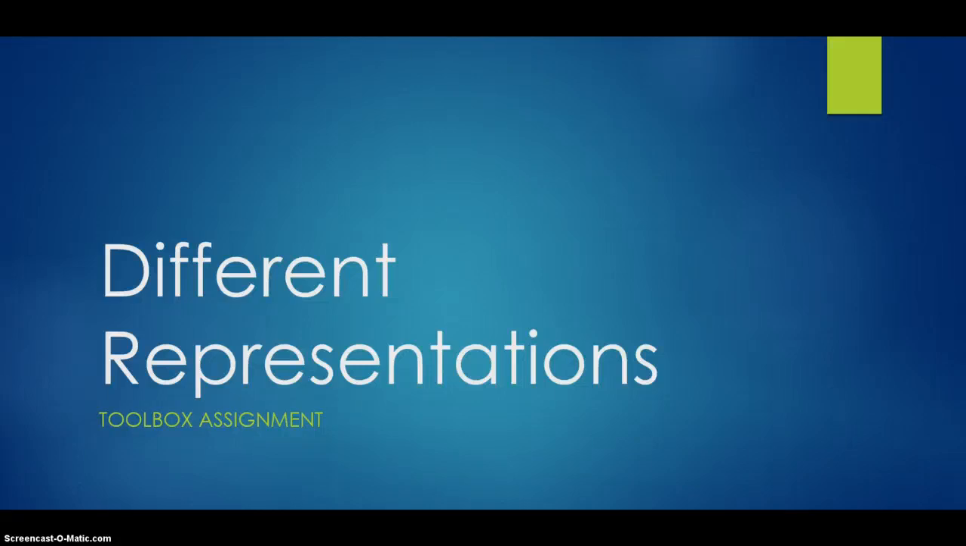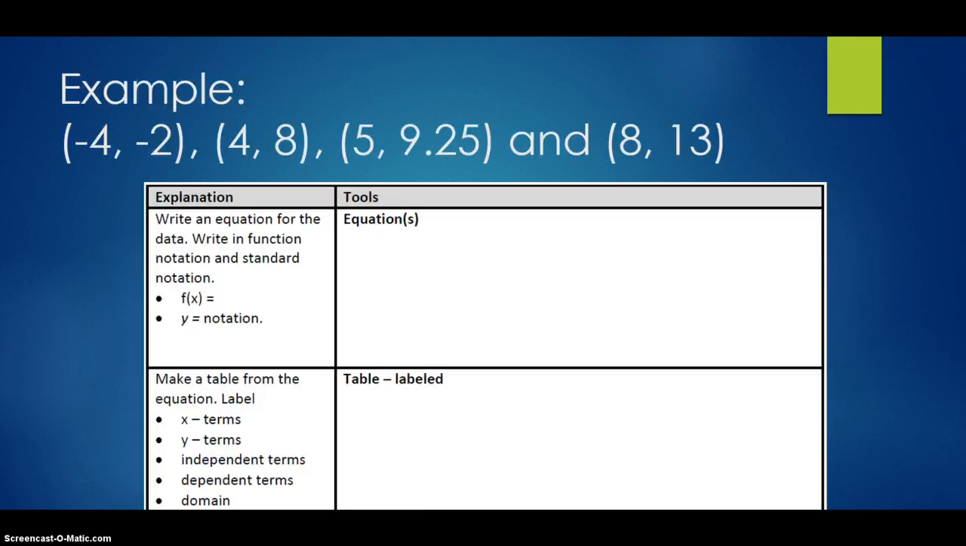Today we're going to talk about different representations of data, and you've got a ToolBox page in front of you, and what we're going to do on this one is work through the example together. Here are the data points for the example, and the thing about this table is that you don't have to work through it in order. You can pick any cell that makes sense to you, that you think you know what to do.